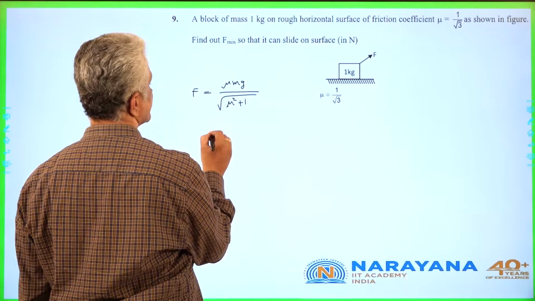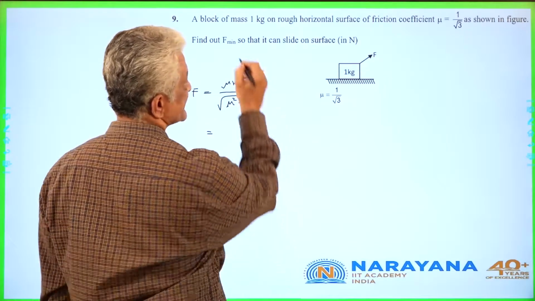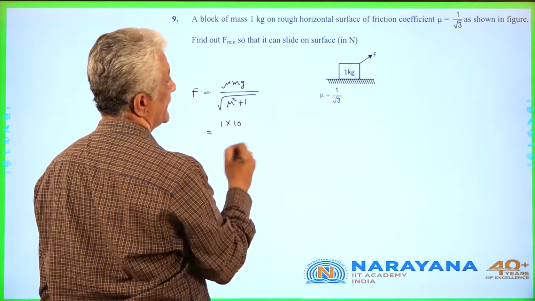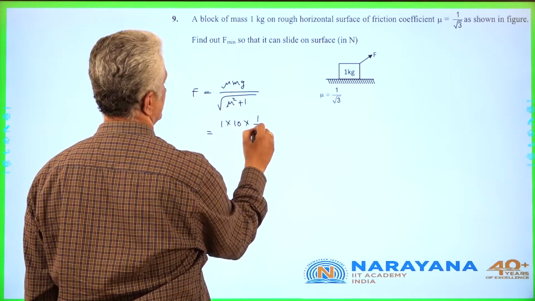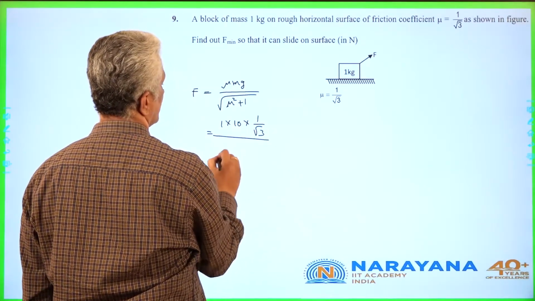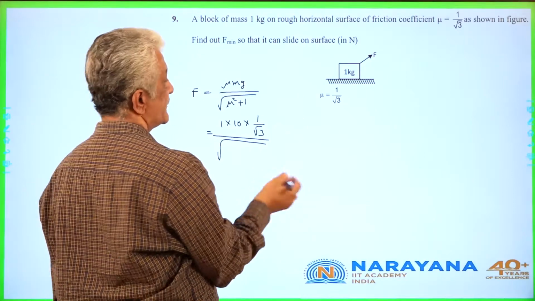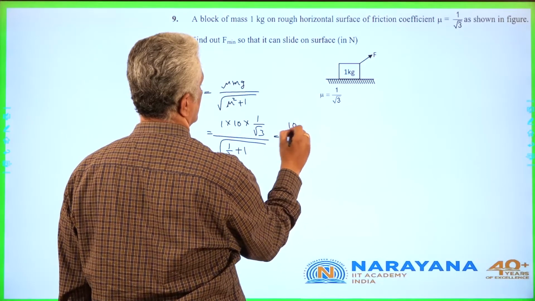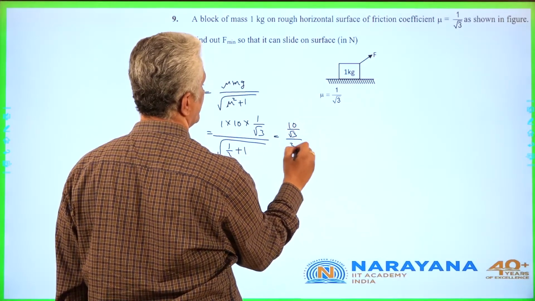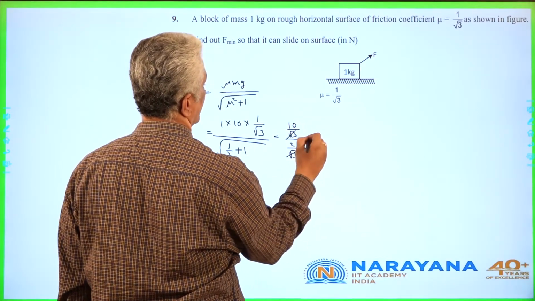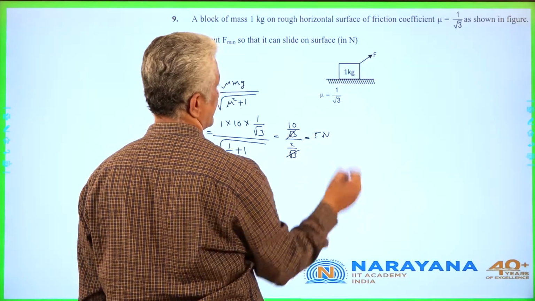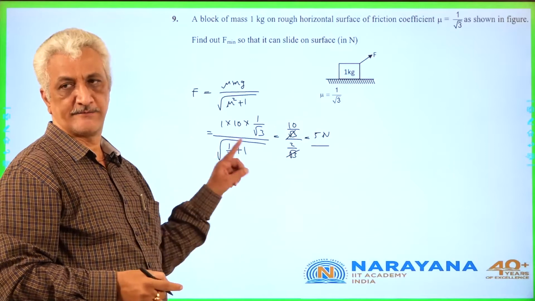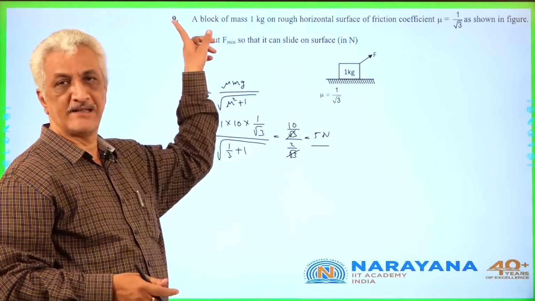If we substitute this, mass given as 1, g is 10, mu value 1 by root 3, under root of (1 by root 3) whole square is 1 by 3, plus 1, becomes 2 by root 3. Then totally it becomes 5 newtons. So again it is a numerical problem. The correct answer is 5 newtons. That is number 9.